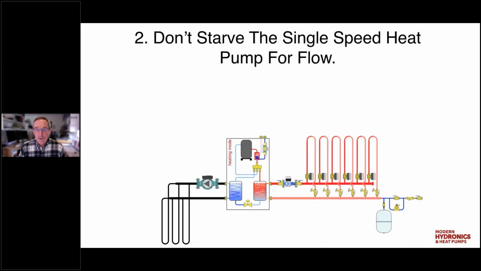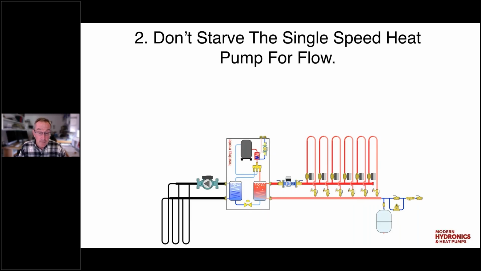Now, it says, don't starve a single-speed heat pump for flow. So let's assume that the heat pump that's shown in this drawing here is a single speed. It's just on or off as a compressor. And over on the right, we've got 6 zones. Each zone has a zone valve in it, and those zone valves all are controlled by independent thermostats. So we have to make the assumption here that we could have just one small zone calling for heat. Maybe it's just a zone that warms a radiator in a bathroom, or maybe a floor circuit in a bathroom in the morning. And we turn that zone on, the circulator turns on.